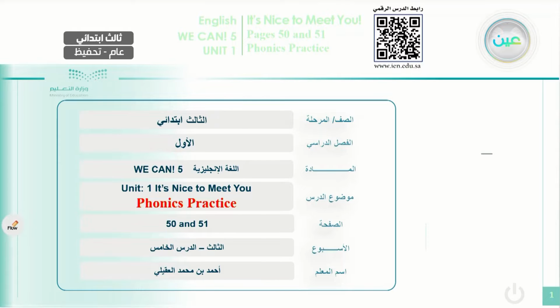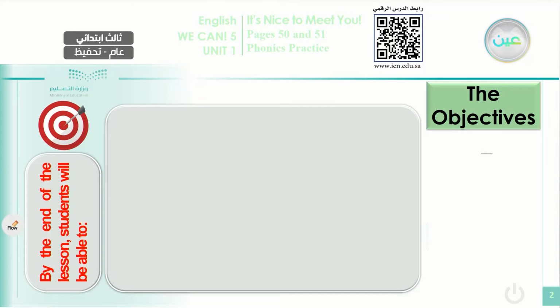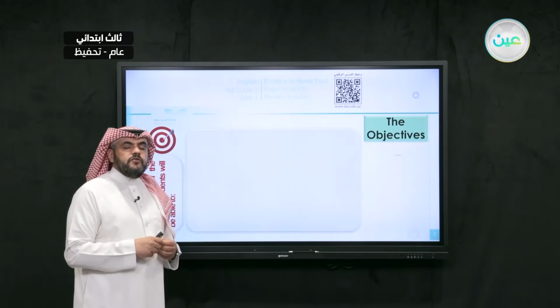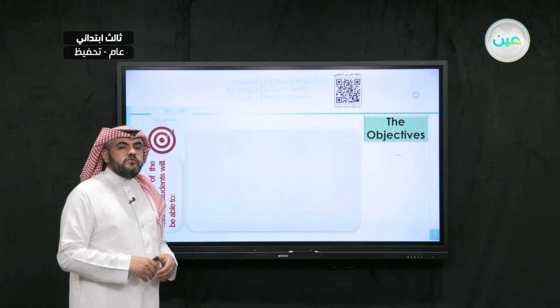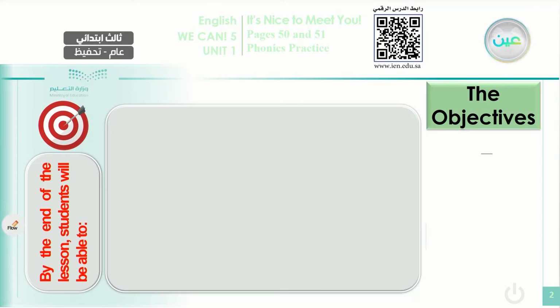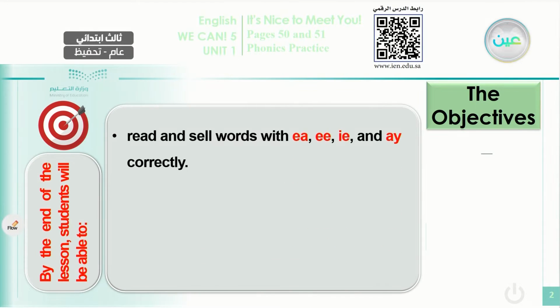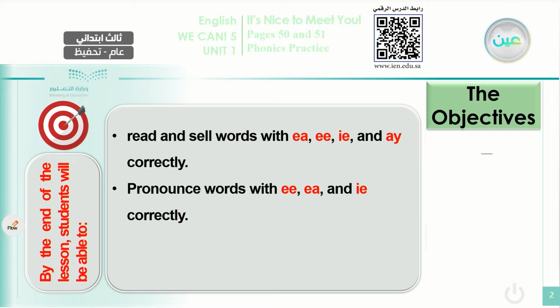Today our class is going to be on phonics practice, but before we start, let's review the plans. What are we going to do at the end of this class? After this class, students will be able to read and spell words that have EA, EE, IE and AY. They can read it, spell it correctly. Also, they will be able to pronounce words correctly as the words that have EE, EA and IE.